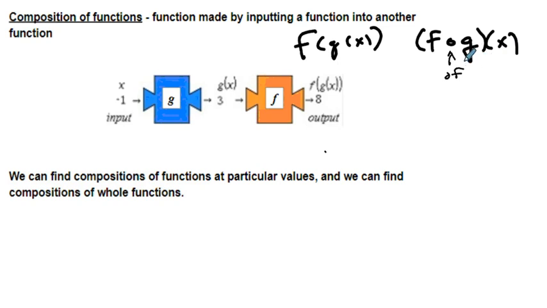And in yesterday's lessons, we talked about how to deal with this when you have values for x, and you know f of x and you know g of x. And so the overarching concept is working backwards. You start with g of x and then you plug whatever your value for g of x is into f of x. And so with that, we can find compositions of functions at particular values, and we can find compositions of whole functions. So this is what we're going to talk about today.